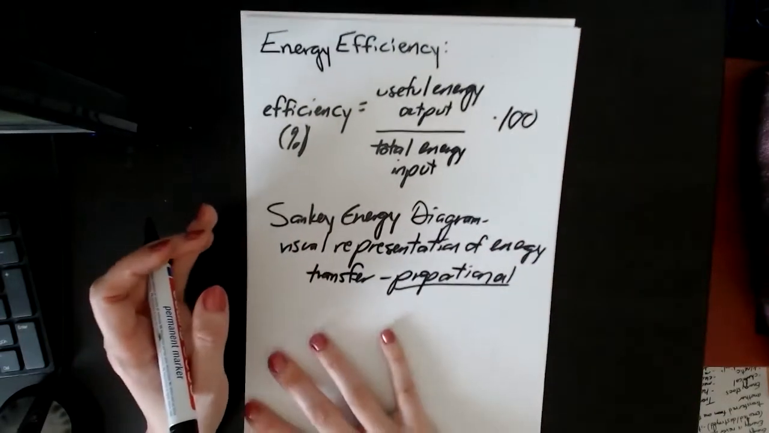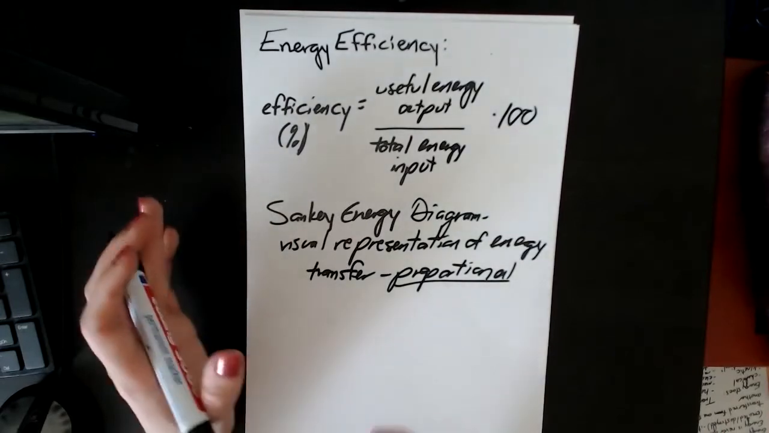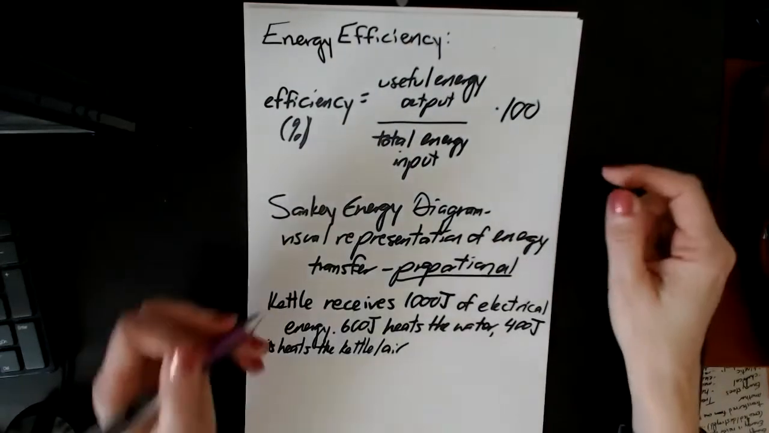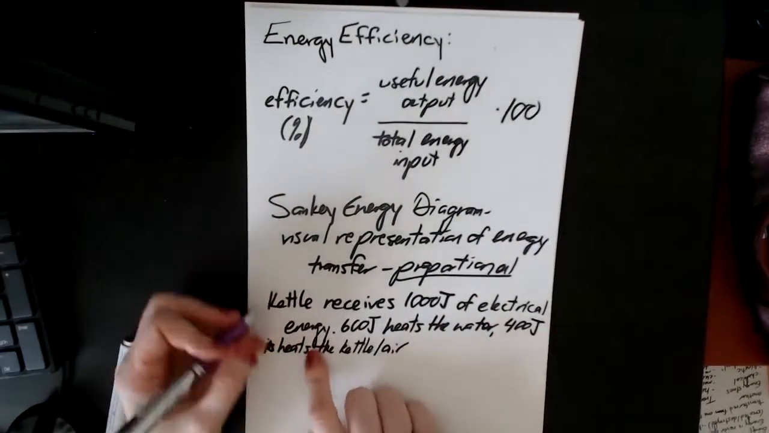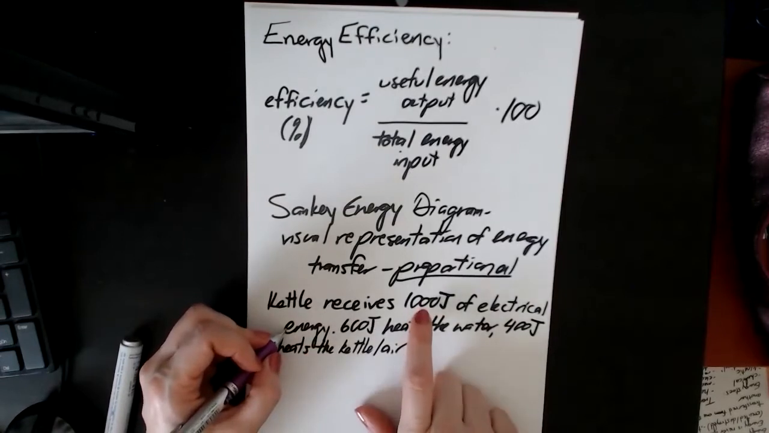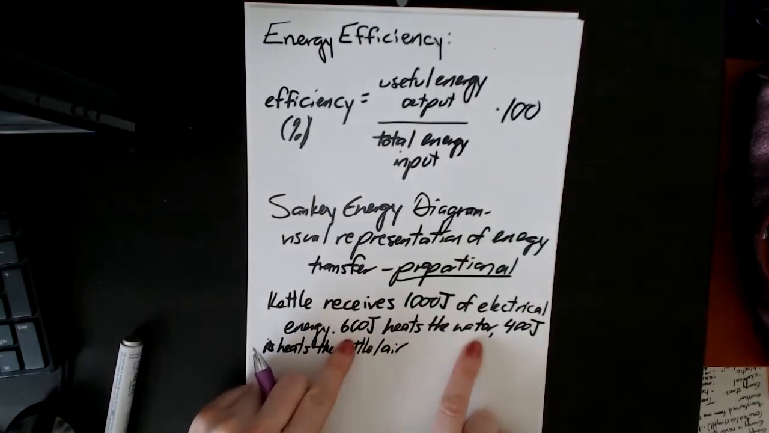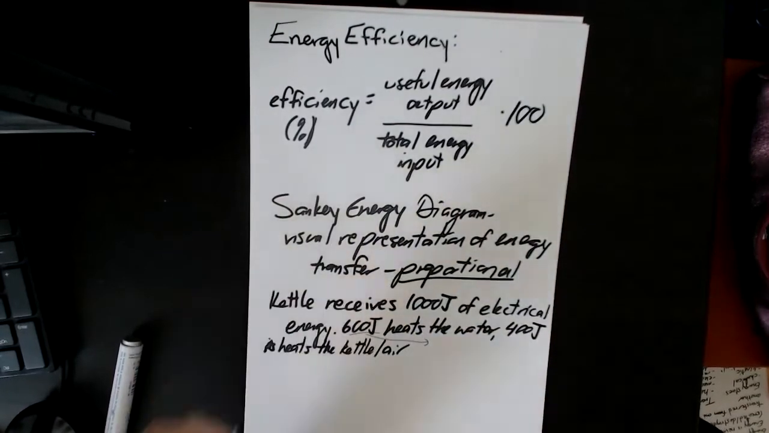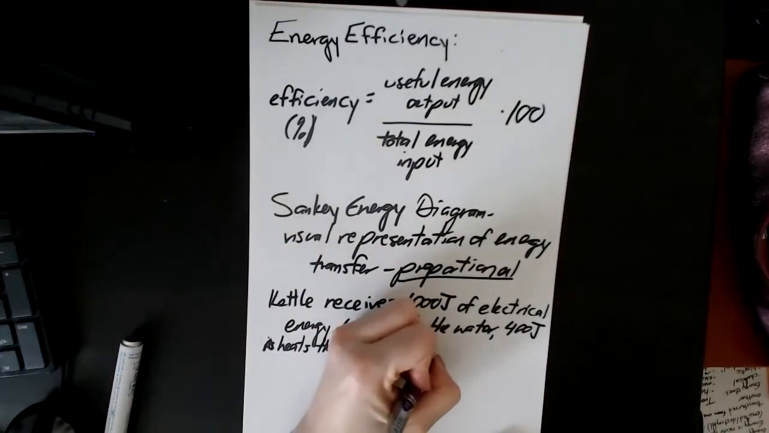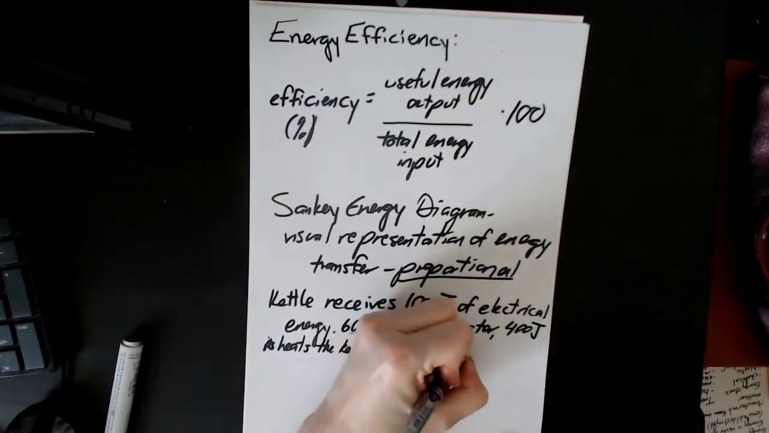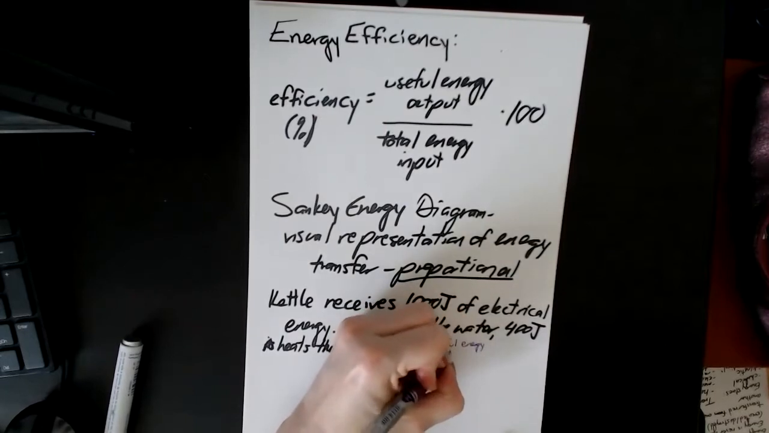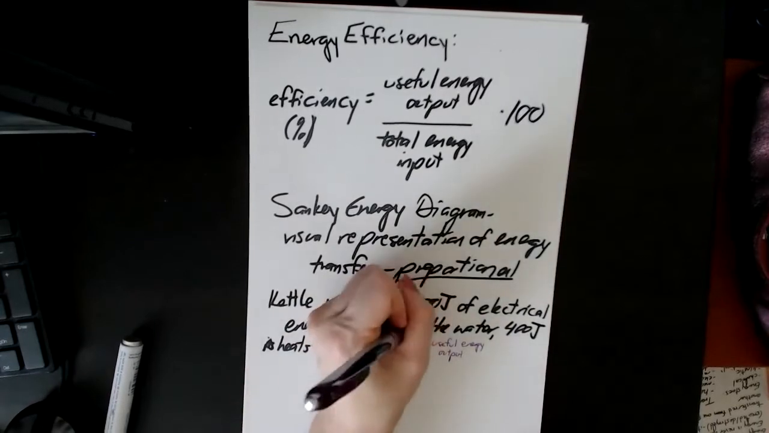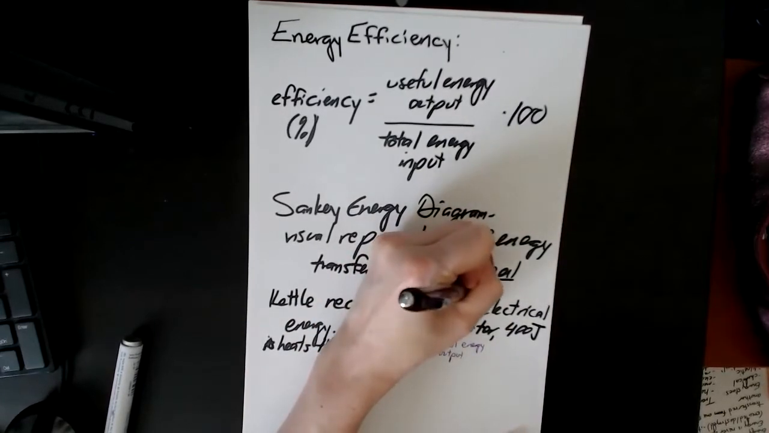So I'm going to give the example of a kettle. All right. Let me get some things written down, and I'll be back. So a kettle receives 1,000 joules of electrical energy. All right, that's the energy input, 1,000 joules. 600 joules of this heats the water, so that's the useful output. That's the purpose of a kettle, right, to heat water. That's what you want that kettle to do. So this is your useful energy output, right? The 1,000 joules, so it's receiving it, right? This is what it starts with. This is 1,000 joules, so this is your energy input.